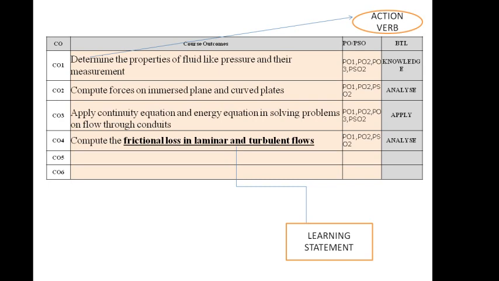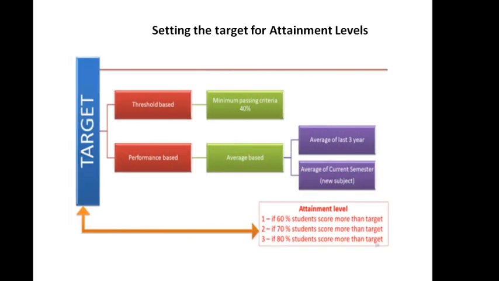And the next one, after mapping all these criteria, you have to give the target to the students, and finally we have to expect the target from our students. How to fix that particular target, we'll see in the next slide. For example, we can take it threshold based or performance based. Threshold based means if your subject is 100 marks and the pass is 40%, then you start from 40 itself. Otherwise we take the performance base, which means average based, the average of the last 3 years, and then you fix that target, or otherwise based on your levels. So this is setting the target for attainment.